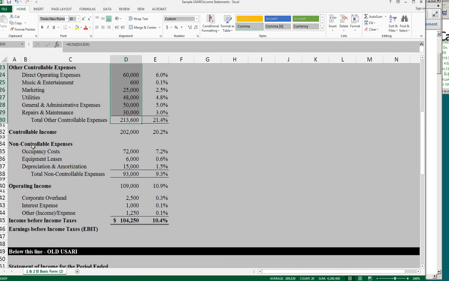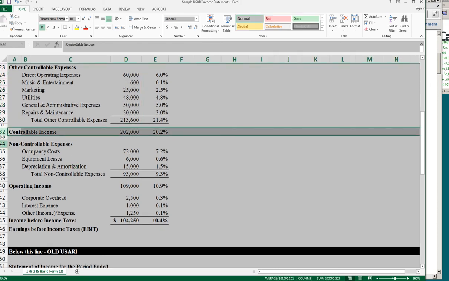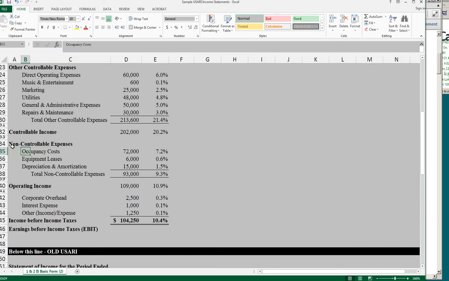And the reason why we separate out controllable income versus not controllable income is because there are certain expenses that management really just doesn't have control over. Their decisions won't affect certain expenses directly. So for example, non-controllable expenses could be something like occupancy costs. So if the restaurant decides to sign a lease, right, and lease the space that it's in, management can't just up and renegotiate its lease. So it doesn't have direct control over the occupancy cost, right? It doesn't have direct control over equipment leases.